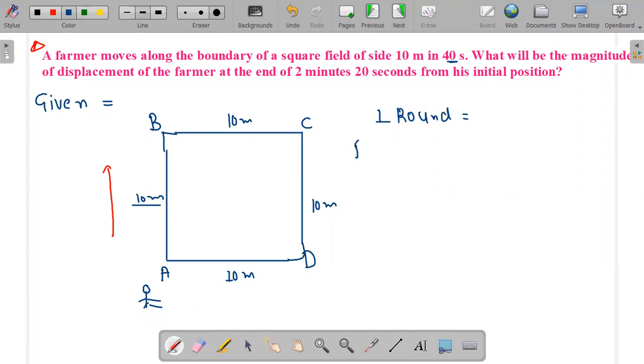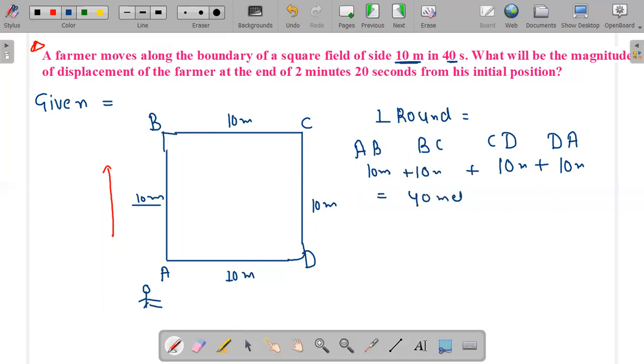So A to B is 10 meter. It is written in the question that it is 10 meter. A to B, again B to C, again C to D, and again D to A. So A to B is 10 meter, B to C is again 10 meter, C to D is again 10 meter, and D to A is again 10 meter. So total 40 meter. So farmer is traveling 40 meter in 40 seconds. It is given to me in 40 seconds. So it is taking actually one round.